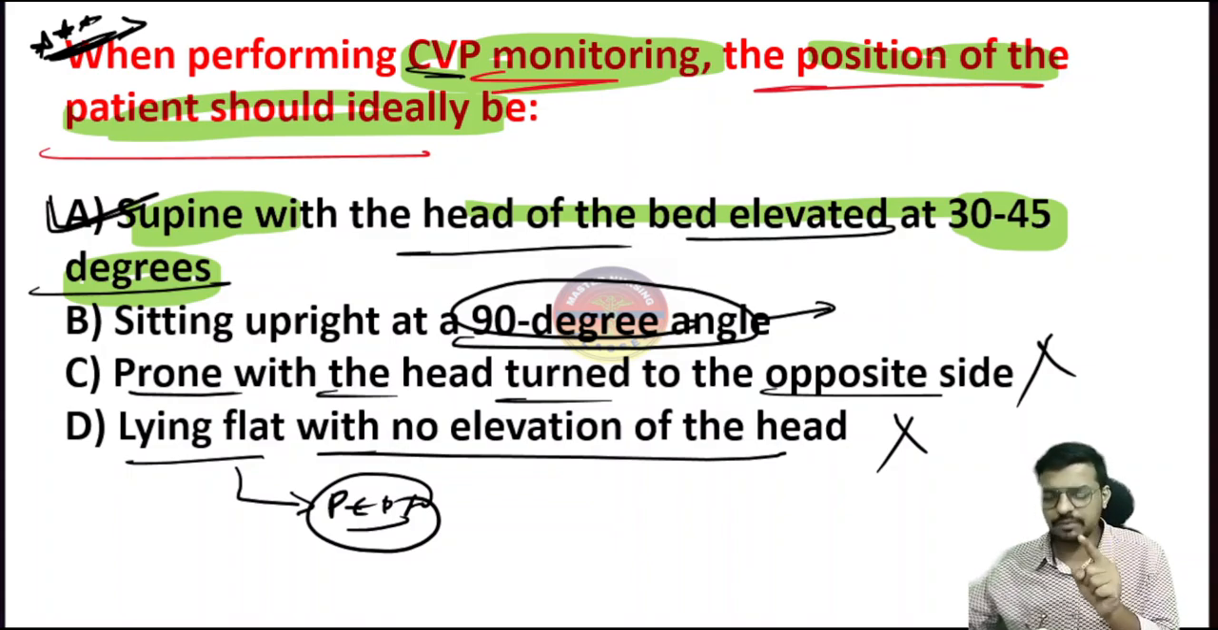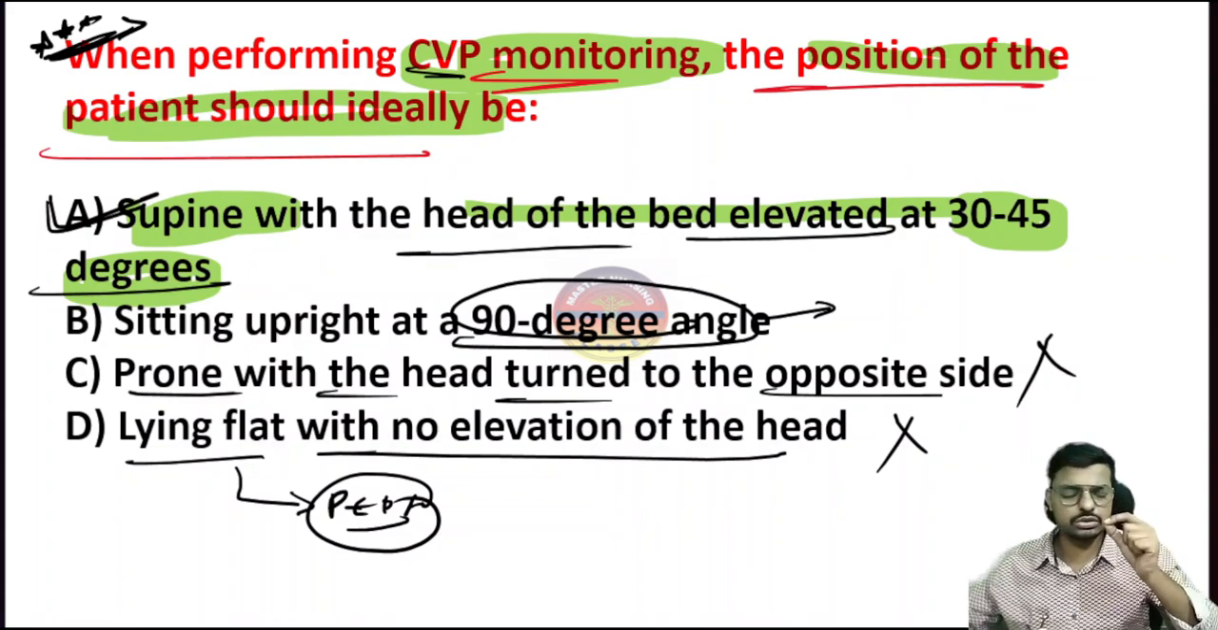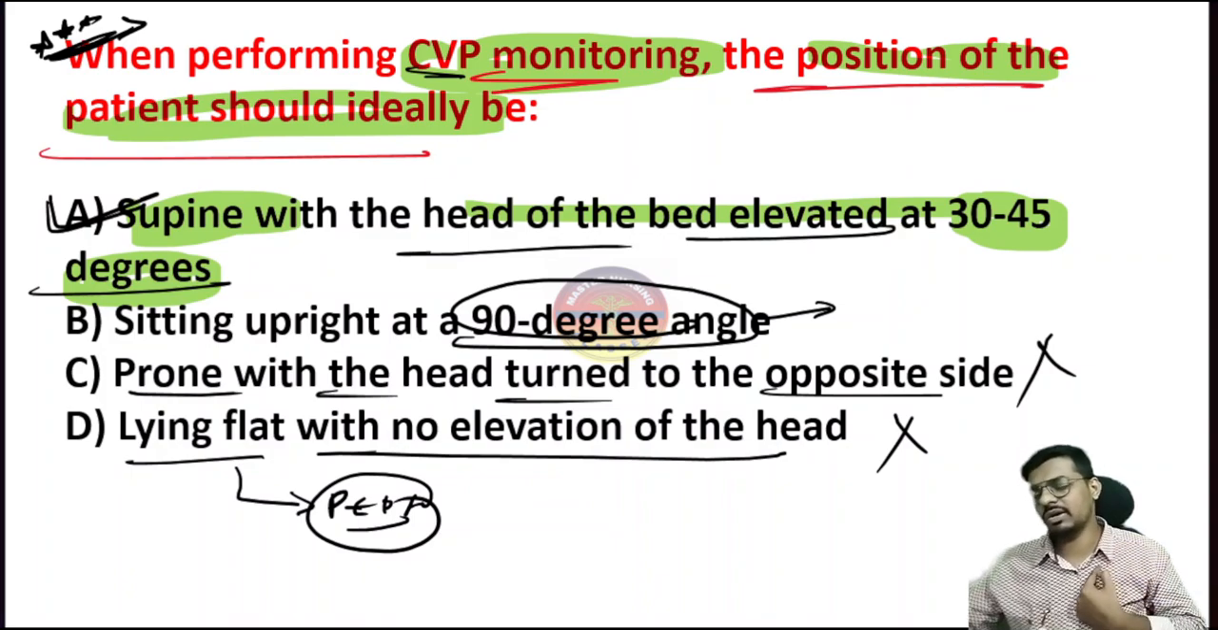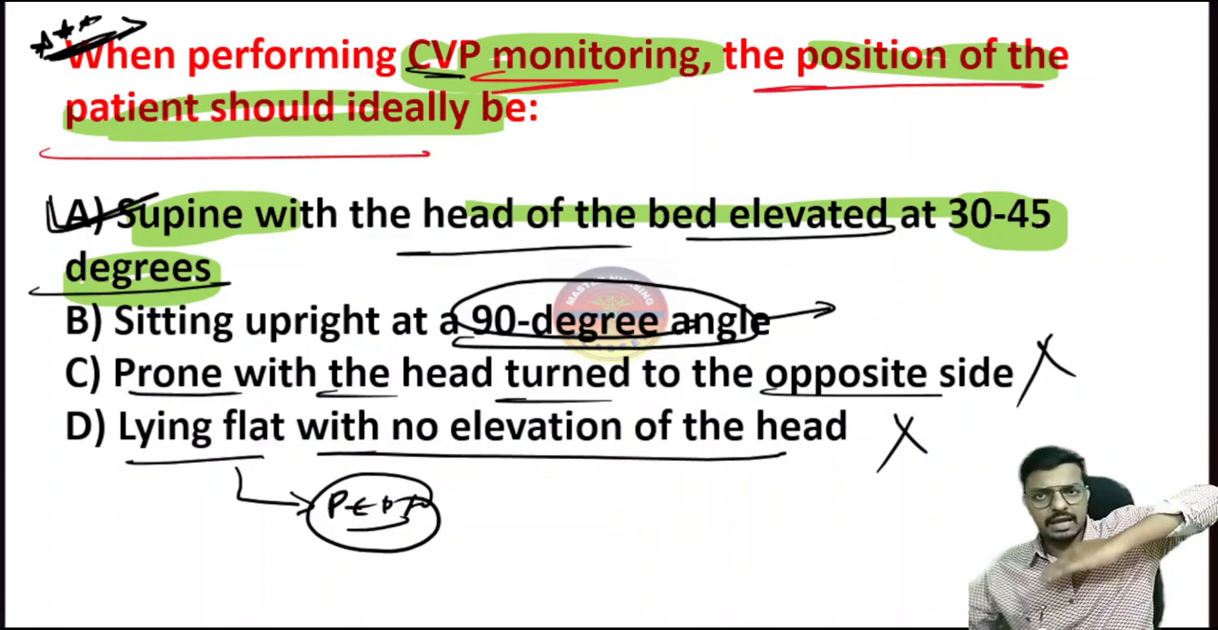If the question is coming, what is the most common route we have to use during the insertion, not during the monitoring of the CVP? You are inserting the central venous line through the subclavian route and through the internal jugular route. During the insertion of the CVP line, the preferred position is Trendelenburg position, where the head is kept down and the foot is kept up like this.